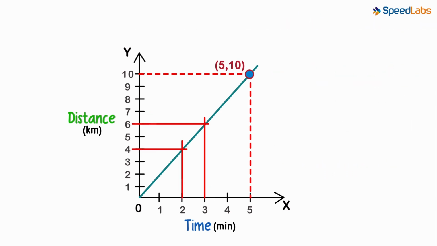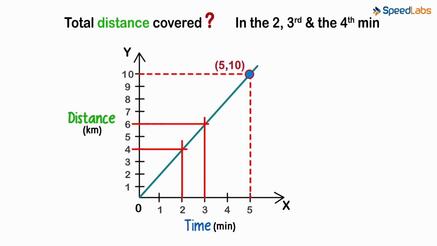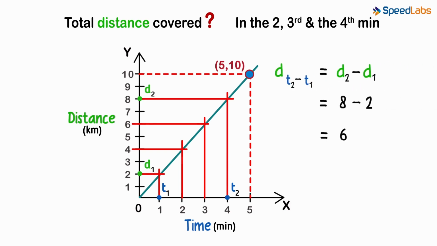So if I ask you the total distance covered by the vehicle in the second, third and the fourth minute, you would draw 2 vertical lines like this and then 2 horizontal lines to find the total distance covered. 6 kilometers in 3 minutes.